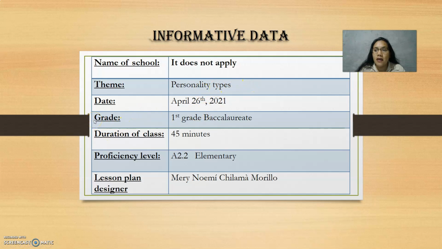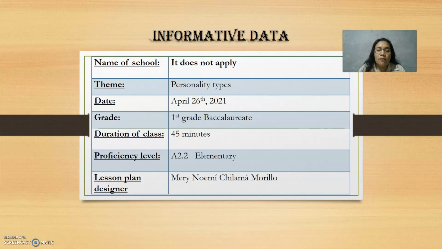This lesson plan was designed for first grade baccalaureate students. Duration of class: 45 minutes. Proficiency level A2.2 elementary. This means that the students at this level of English can understand frequently used phrases and expressions related to topics of immediate importance, for example, very basic personal and family information, geography, etc.